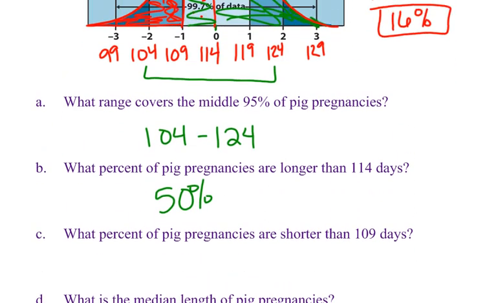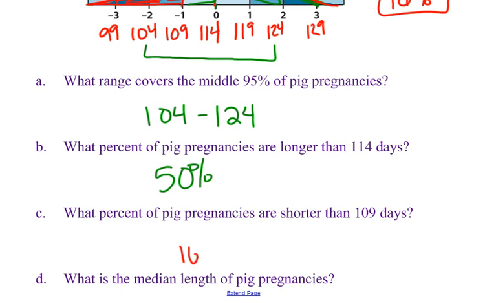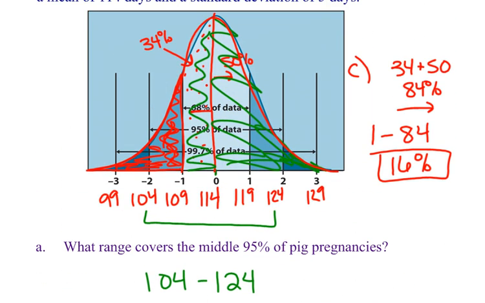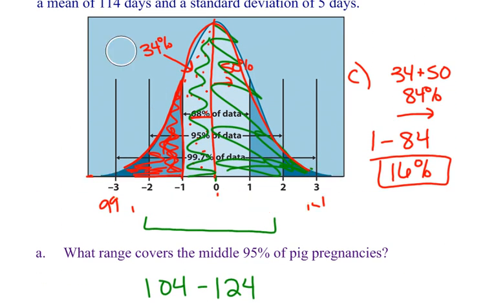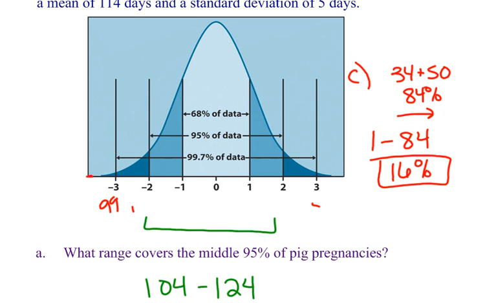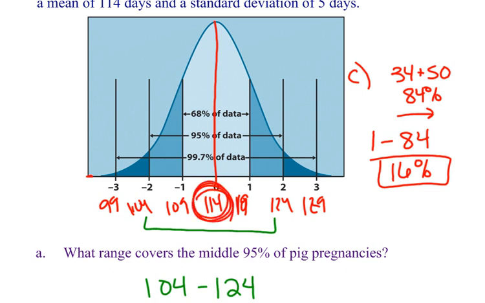D then asks, I'm going to put this answer in here so we have it. D says, what is the median length of a pig pregnancy? Median length. So median is middle number, right? Since my data is symmetrical, not skewed, my mean and median should be in the same spot, right there. When I had these listed out, I just accidentally erased them, sorry. When I look at that, my median then should be the same as my mean. So my answer for D is 114 days also. My mean and median are the same for symmetrical data.